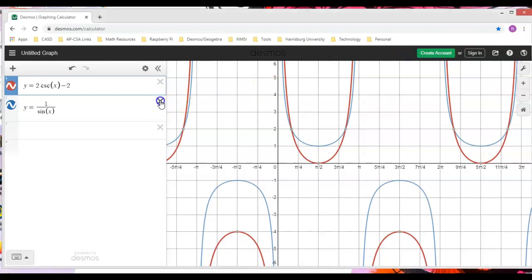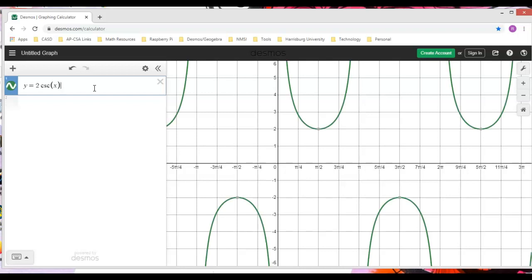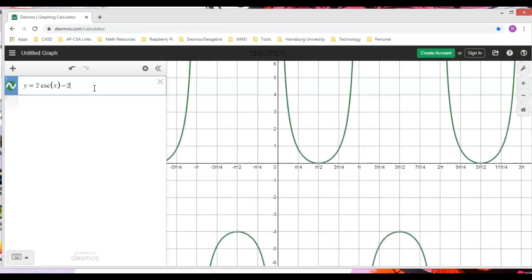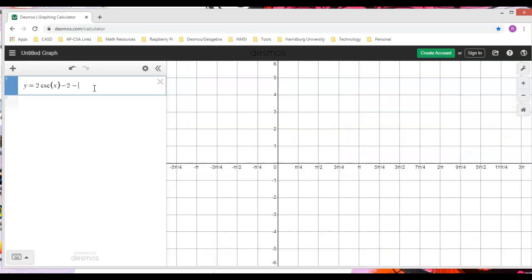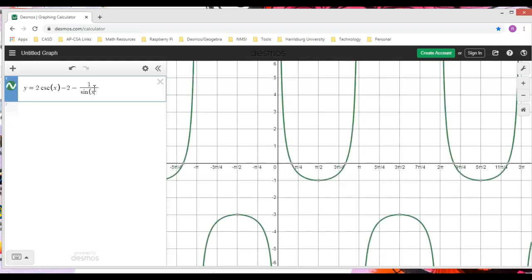So back to Desmos, I'm going to go ahead and delete those two, keep my configuration here the same for the dimensions, and this time I'm going to do y equals 2 cosecant of x minus 2. That was from the left side of the equation, but now I'm going to subtract over the 1 divided by the sine of x from the other side.